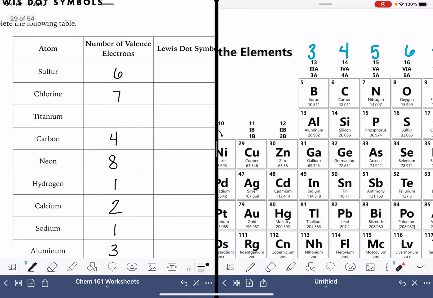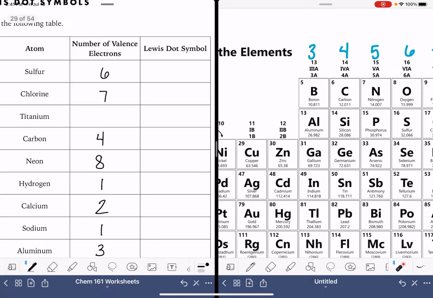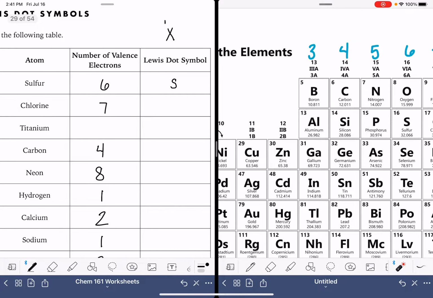So once we know how many valence electrons we have, to draw the Lewis dot symbol, we're going to write the 1 or 2 letter symbol for the element, and then we're going to put dots around the symbol to represent the number of valence electrons. So if we have 6 valence electrons, that means we're going to make 6 dots. The one rule that we have for this is that the dots are going to specifically go, so if this is our element, in the 12 o'clock position, the 3 o'clock position, the 6 o'clock, and the 9 o'clock position, like that. So you can't just put them wherever you want.